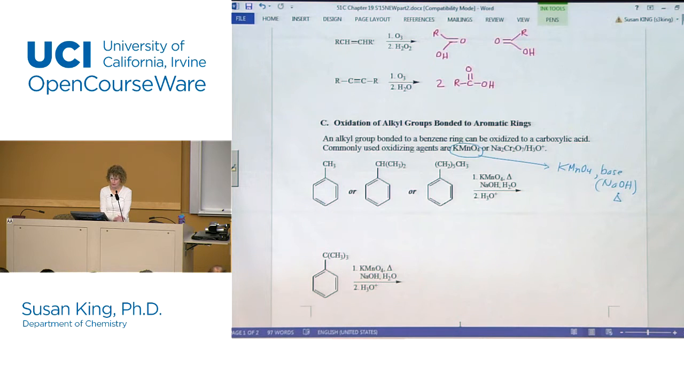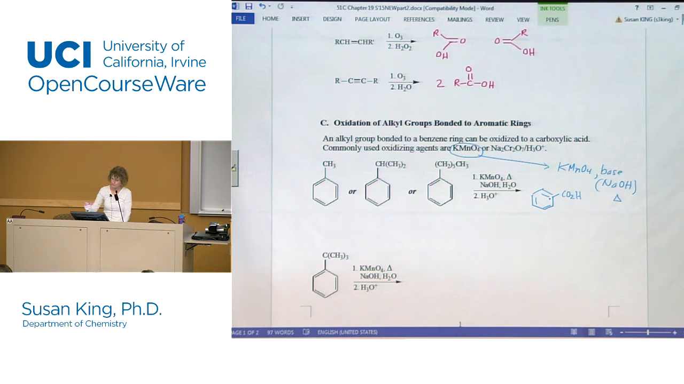It doesn't really matter how long the chain is. This is a very powerful oxidizing agent. It's going to oxidize it all the way down to a carboxylic acid. So all of these starting materials give the same product. You could have a chain that was 100 carbons long. It would still give you the same product.